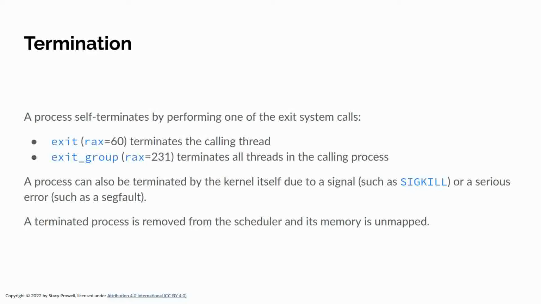Your process must self-terminate. The way it does that is it invokes exit, which is number 60. That's what we've been doing. If you walk through a lot of the programs on your system, you'll find that they call exit group, which is system call 231. That tells it to terminate all the threads in the thread group of the process. We've been living in a single threaded world.